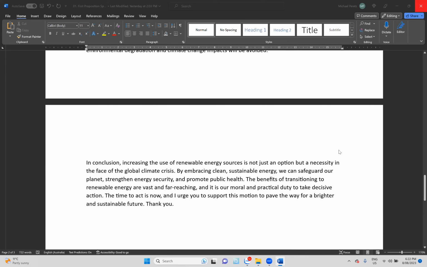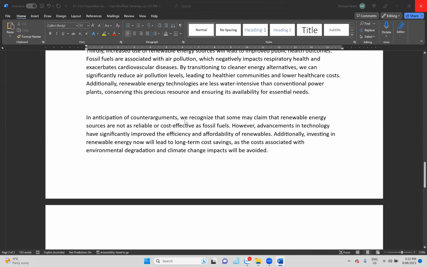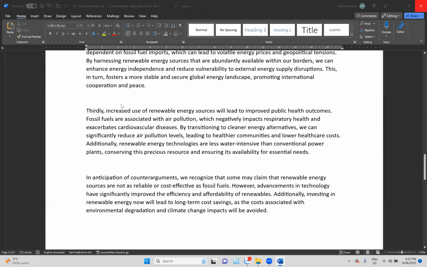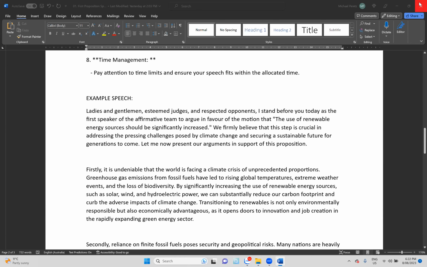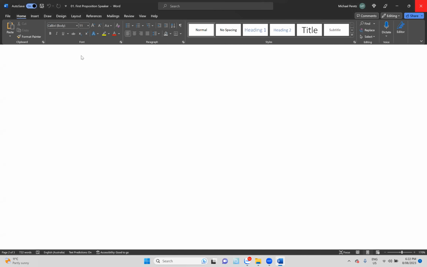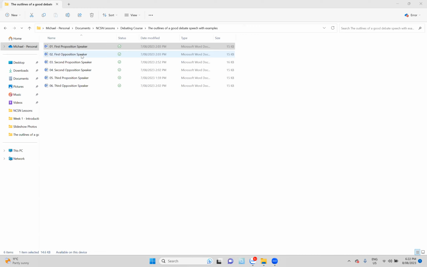So very good reading, Hannah and Tony, thank you. We noticed there was lots of signposting. That's the first thing I want to point out. So in conclusion, in anticipation of counter arguments, thirdly, secondly, firstly, it was very clear about what we were about to discuss. So we need to make sure that in our own debate speeches, we do the same thing. We label everything so it's super obvious to the audience what we're talking about.